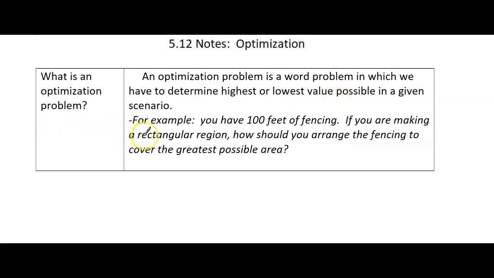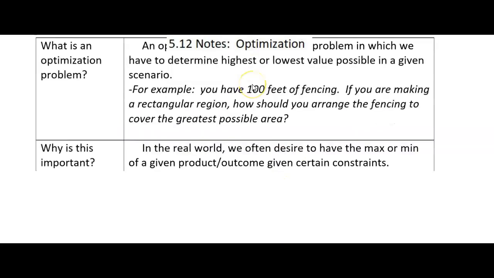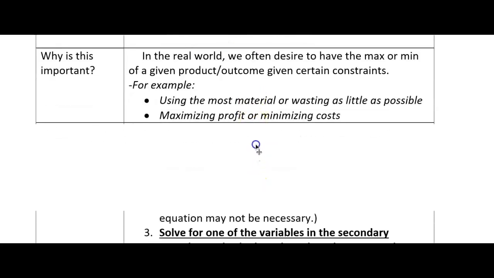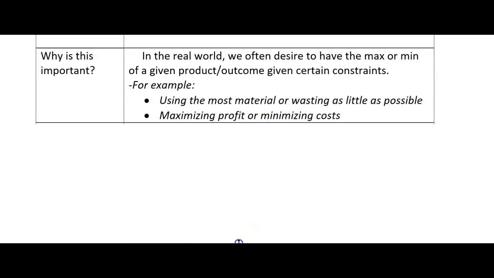So here's an example of a particular kind of problem that we'll be looking at later today. Suppose you have 100 feet of fencing and you're making a rectangular region that you want to fence in. So the question is, how should you arrange the fencing so that you cover the greatest possible area? All right. Why is this important?